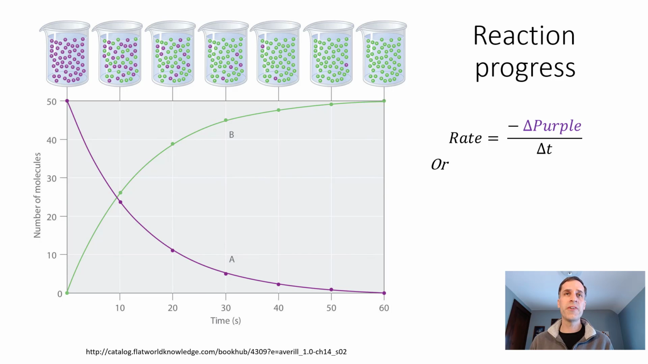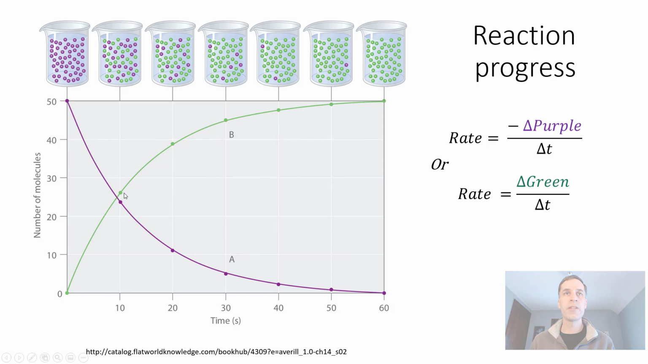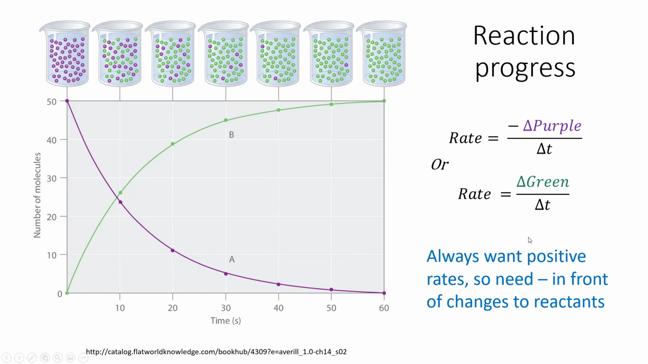We could have also, though, defined this in terms of the amount of product that was formed. And so we could look at the change in the amount of green stuff that we had formed over time, the change in green stuff and divide it by the change in time. And so we always really do want that positive rate. So again, just a reminder that we need to have a negative sign that ends up in front of reactants if we're talking about it that way.